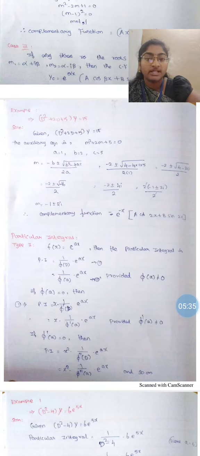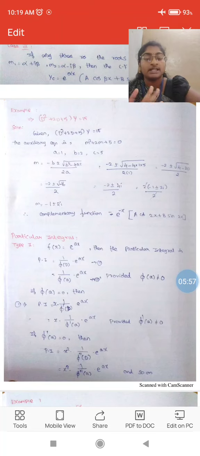See the example: (D^2 + 2D + 5) y = 15. Write the given term as it is. Convert this into the auxiliary equation: m^2 + 2m + 5 = 0. We are using the quadratic formula to find the solution, with a = 1, b = 2 and c = 5. The formula is m = (-b ± sqrt(b^2 - 4ac)) / 2a. The value of b is 2, so m = (-2 ± sqrt(2^2 ...)), where 2 squared is 4.